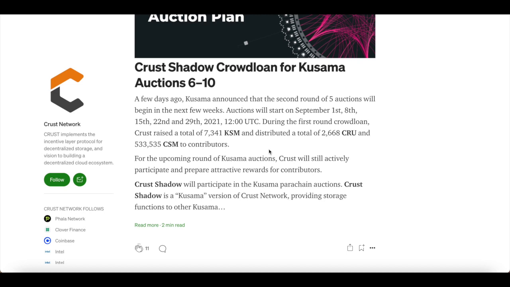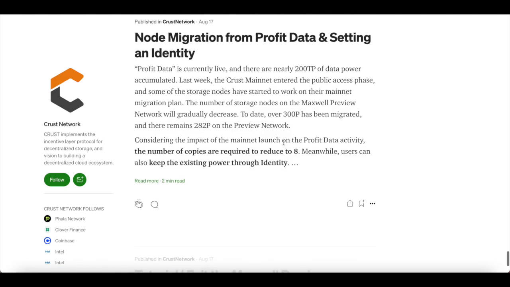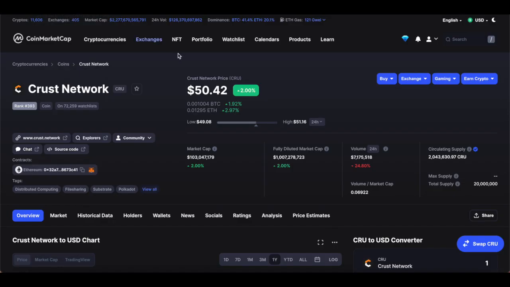So for the upcoming rounds of Kusama auctions, Crust will still actively participate and prepare attractive rewards for contributors. Now, Crust Shadow will participate in the Kusama Parachain auction. Crust Shadow is a Kusama version of Crust Network, providing storage functionalities to other Kusama programs. So again, it's just big news and positive news in the Crust network ecosystem.